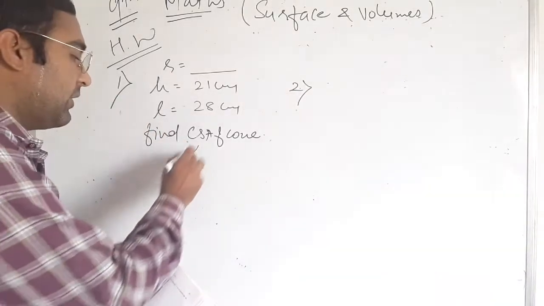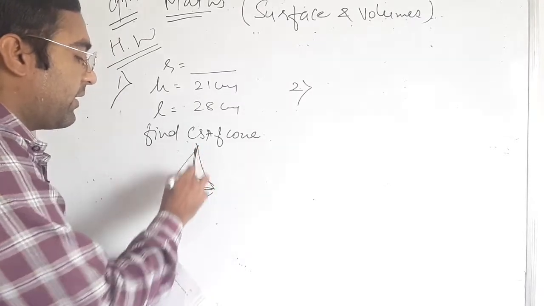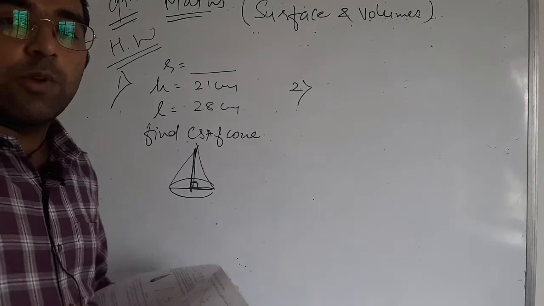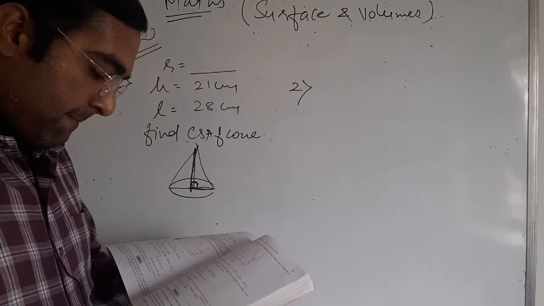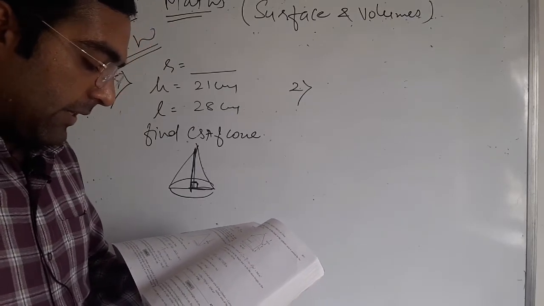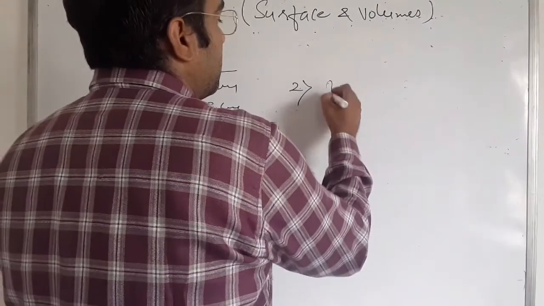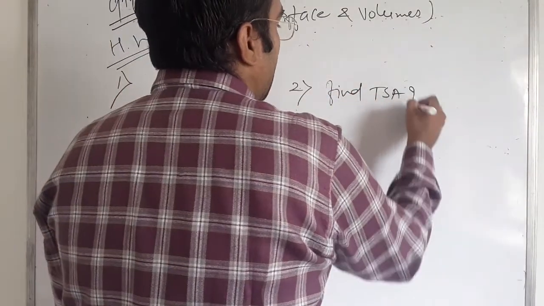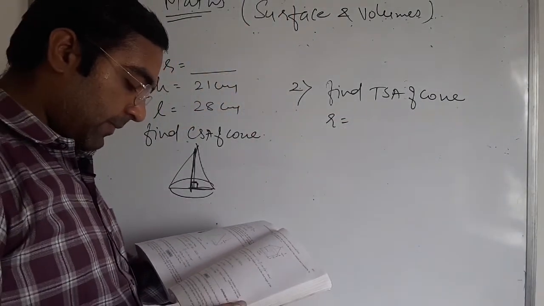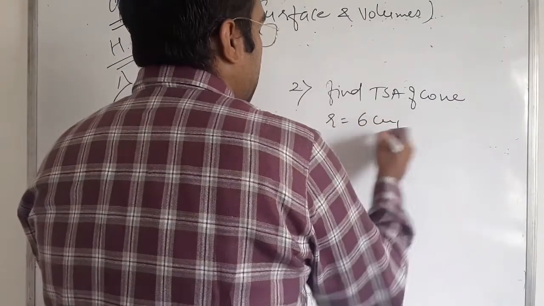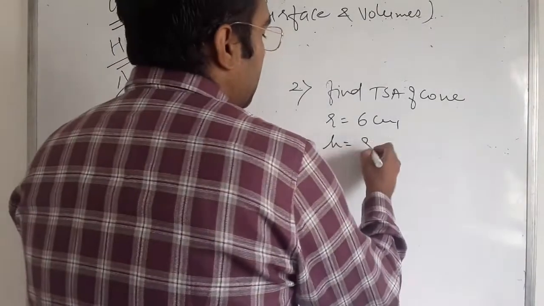How to find the radius? Using the Pythagoras theorem, as I'll show you in the question. Second question: find the total surface area of a right circular cone. The radius is given as 6 cm and the vertical height h is 8 cm.